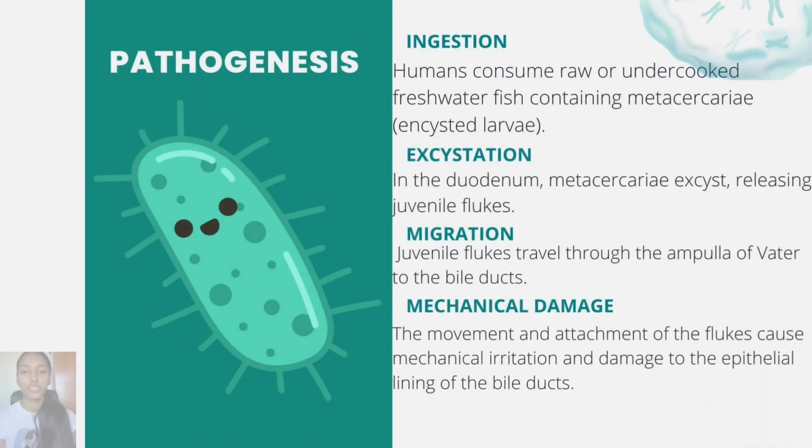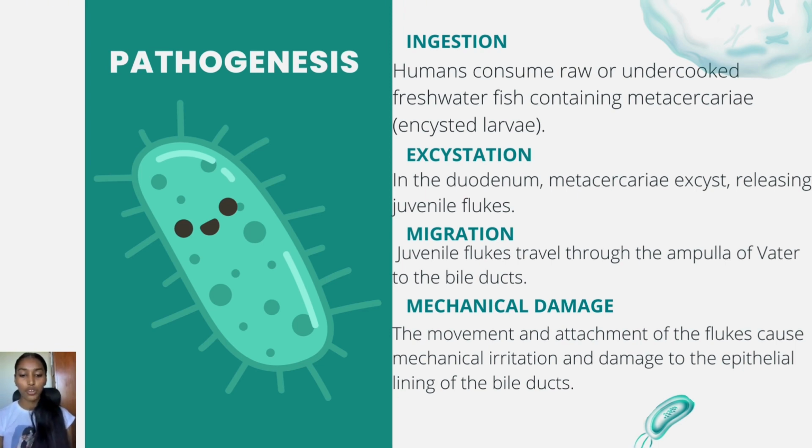So moving on to its pathogenesis, it includes 8 steps, where firstly is ingestion. Humans consume raw or undercooked freshwater fish containing an encysted larva. Secondly is excystation, where in the duodenum the egg cyst releases juvenile flukes. Thirdly is migration. These juvenile flukes travel through the ampulla of Vater to the bile ducts. Fourthly is mechanical damage. The movement and attachment of these flukes causes mechanical irritation to the bile ducts and damage to the epithelial lining.